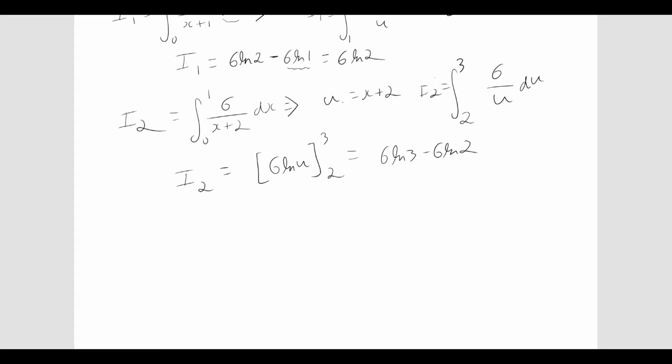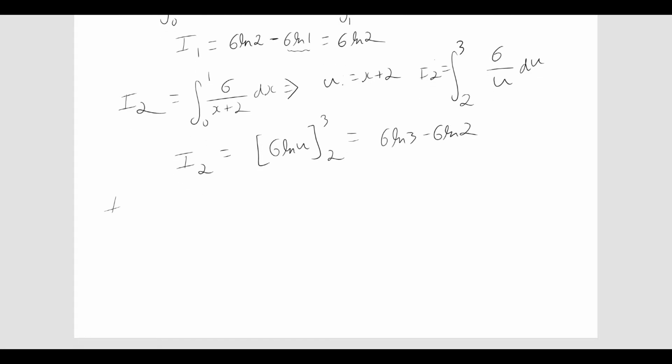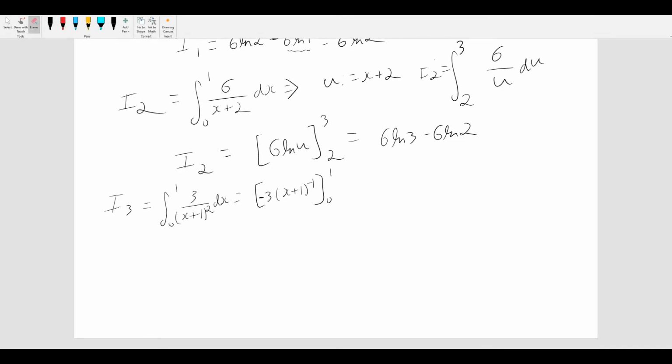And then finally for I3, this one won't require the log integral. I3 is equal to the integral from 0 to 1 of 3 over x plus 1 squared. And once again, a lot of you will probably just see that this is going to be minus 3 times x plus 1 to the minus 1 from 0 to 1. But again, I'm going to do a simple substitution just if we're not entirely sure yet.